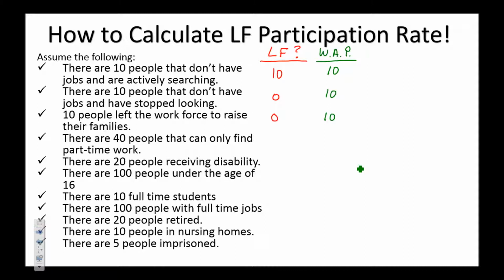There are 40 people that can only find part-time work. All right, well, they work part-time, therefore they are part of the labor force because they're considered employed. Okay, they're also part of the working age population. All right, there are 20 people receiving disability. This one can be a little confusing, so I'm not going to test you on something that's this ambiguous, but I'm going to tell you right now, they're receiving disability, but chances are there's some job out there that they can do. So we're going to consider them part of the working age population, but not part of the labor force. So we'll put that in there, 20.